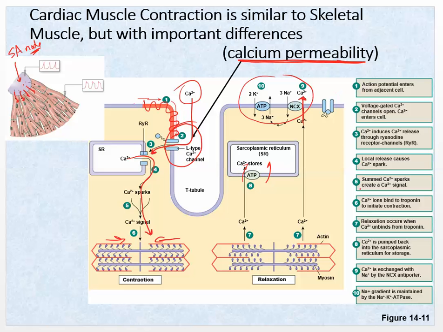So we basically just went down all of these things here. Depolarization causes calcium to move in. The presence of calcium causes calcium to be released from the SR, and then you have the same events that take place for a contraction. And then the calcium is pumped back into the SR and pumped back out of the cardiac muscle, the myocardium.